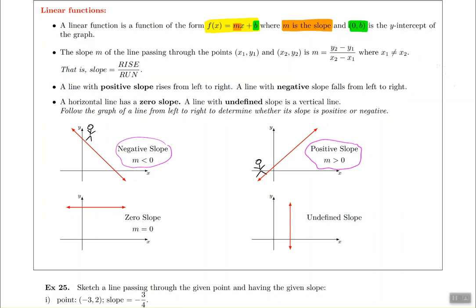There are lines with zero slope. The lines with zero slopes are called horizontal lines. They don't go up or down, basically. So it's a straight, flat, horizontal line. And finally, we say that lines have undefined slopes when those lines are vertical lines. So a vertical line has an undefined slope, meaning there's not even a number to describe how steep this line is.